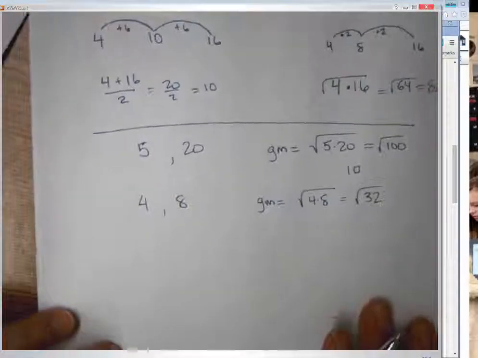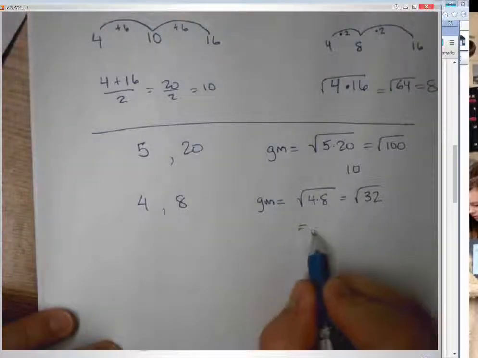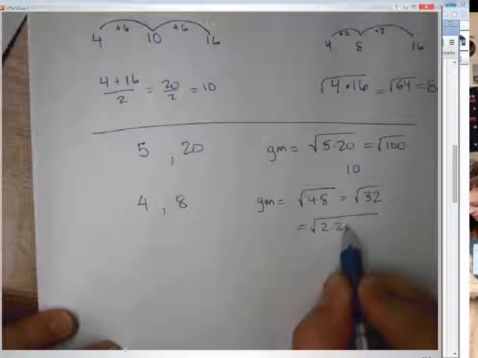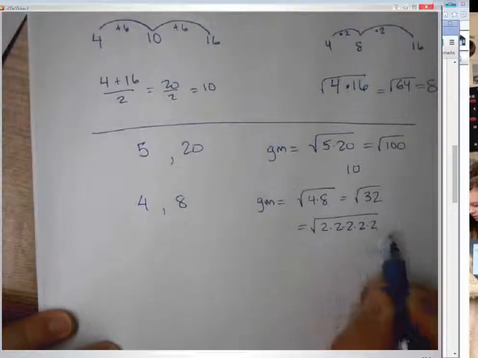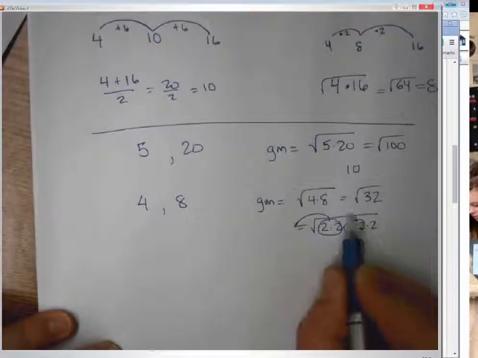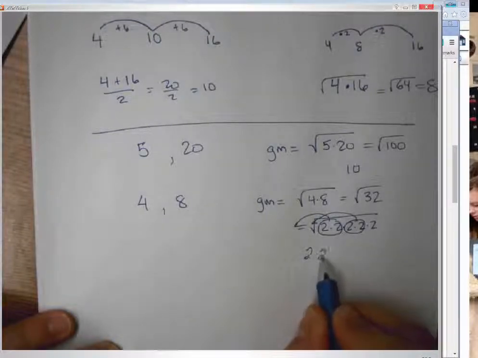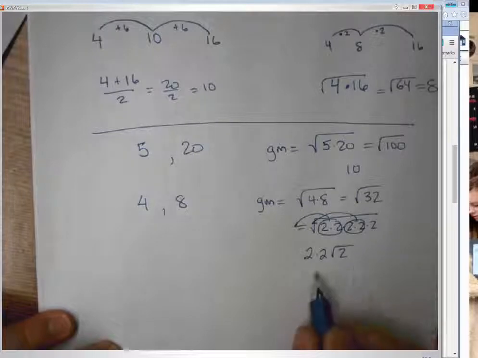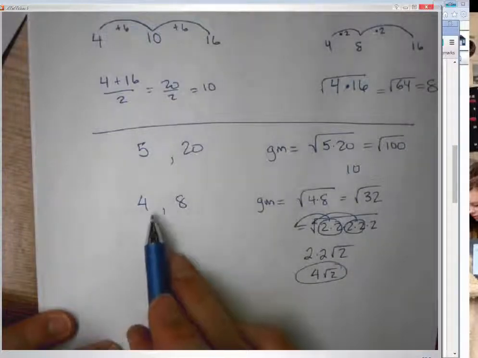Now that doesn't simplify easily, but using our knowledge of radicals, I can factor 32. It becomes 5 different 2's. Match up the 2's and say that this one comes out and this one comes out. This one stays in, and I'm left with 4 root 2. That is the geometric mean of 4 and 8.